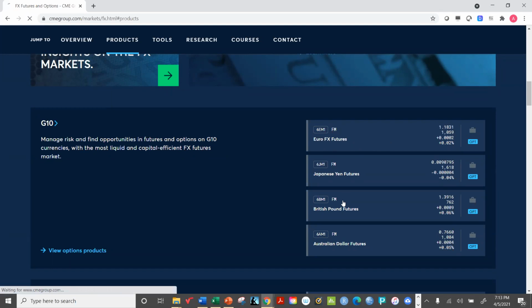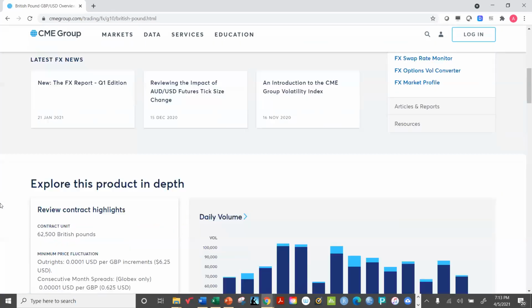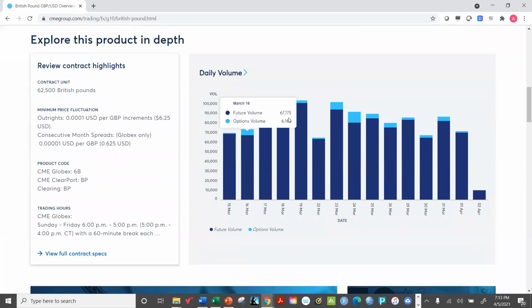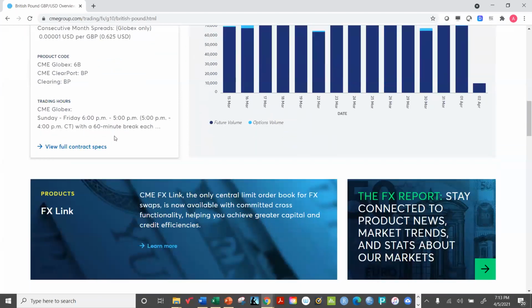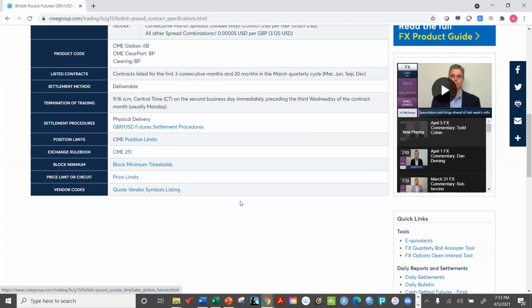So let's look at the British pound one. There's a lot of detail. Look at the volume here. Oh my God. That's the number of contracts, by the way. We'll come back to this in a minute as we go through this, but all the details are right here.